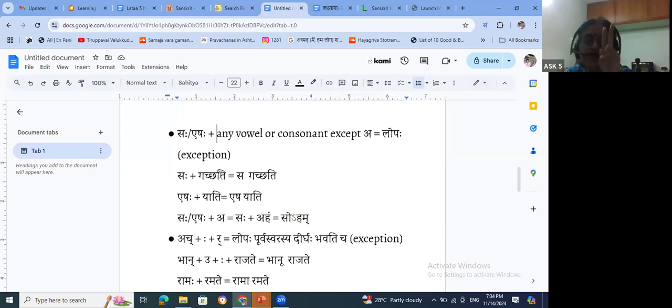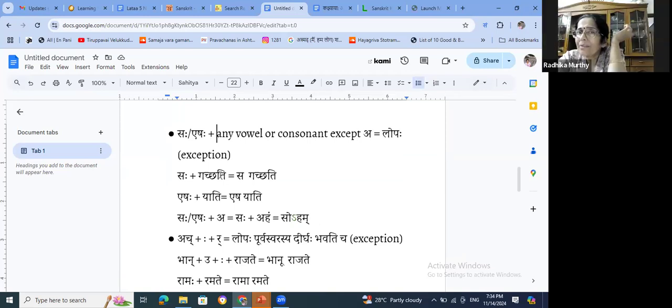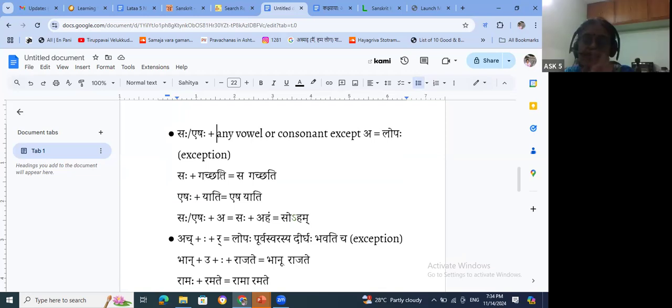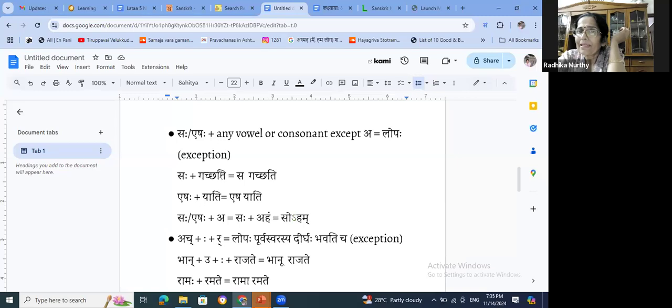So we are looking at only two varnas. Don't get confused with the words themselves. We are only considering two letters. What two letters? We are having two words, and we are taking the last letter of the first word and the first letter of the second word, and trying to join them.